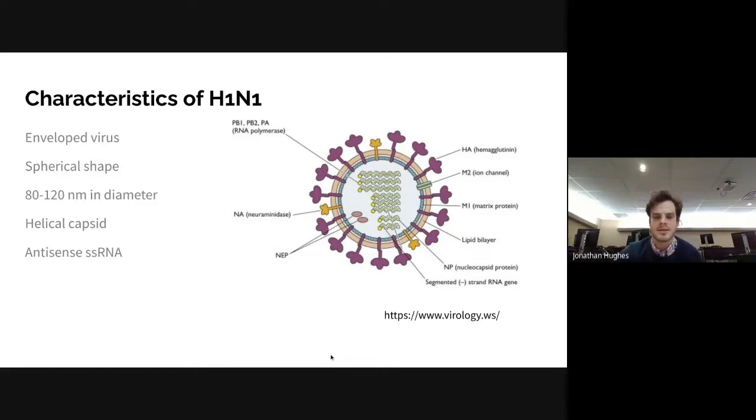Some of the characteristics of H1N1: it is surrounded by an envelope, so it's going to have a lot of those hallmarks of a lipid membrane. You're going to have that lipid bilayer, some ion channels for nutrients to get into, and then some surface proteins. Again, you have your neuraminidase and your hemagglutinin, as well as some other assistive proteins. And then inside the envelope, we have our helical capsid, which is surrounding our antisense single-stranded RNA virus.